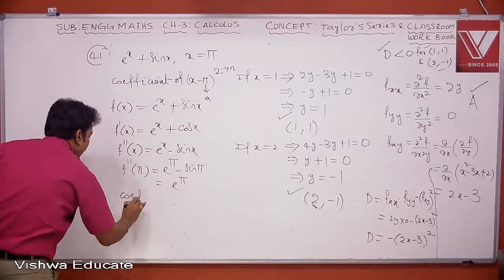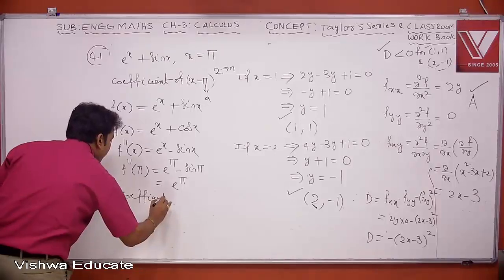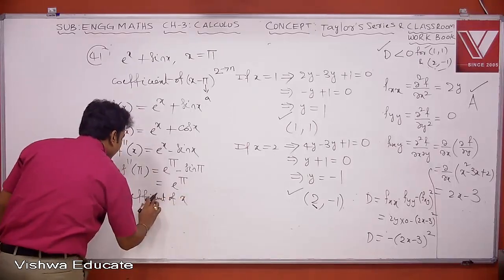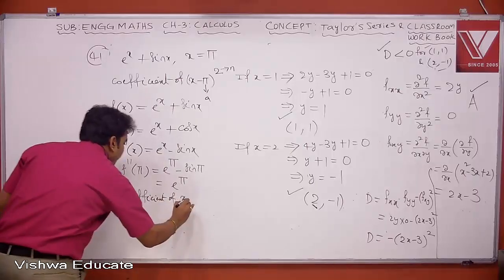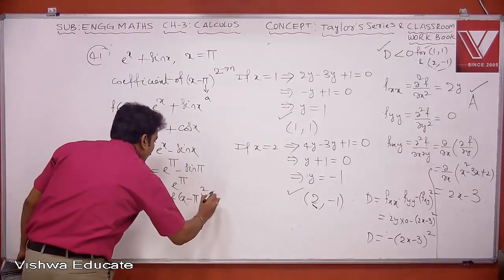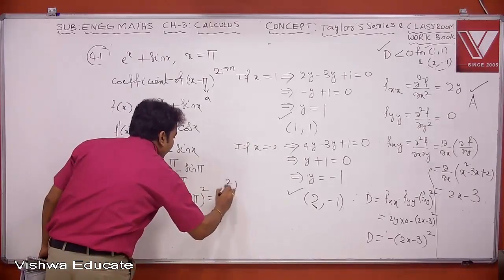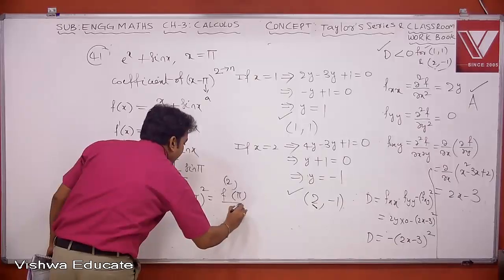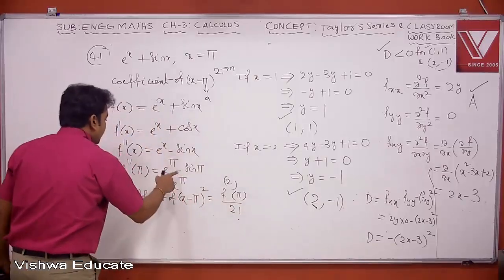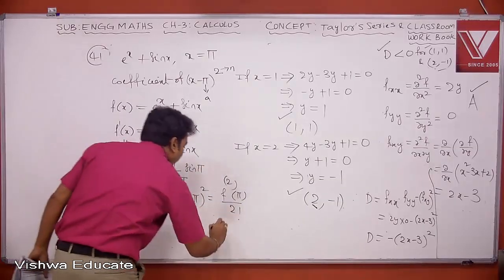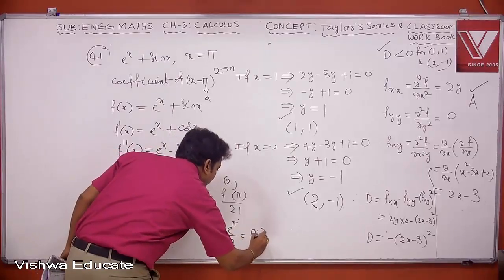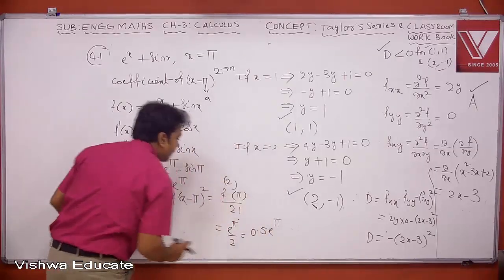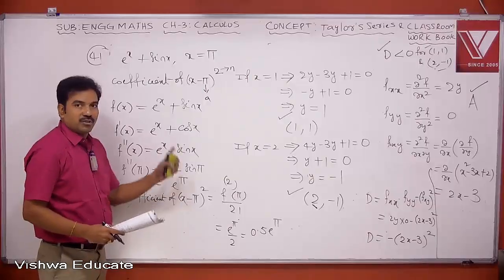Therefore the coefficient of (x minus pi) whole square equals the second derivative of f at pi divided by 2 factorial. This is e power pi, so this is nothing but e power pi by 2. So this is 0.5 into e power pi. It's a very straightforward question.